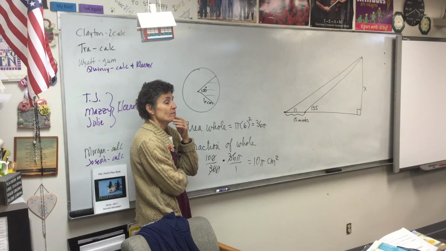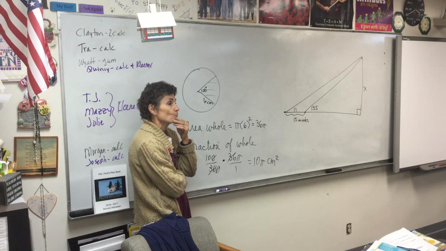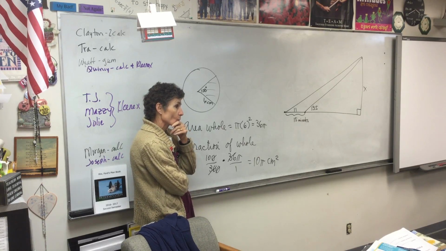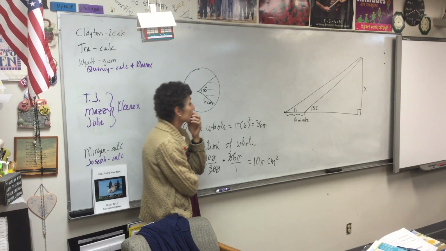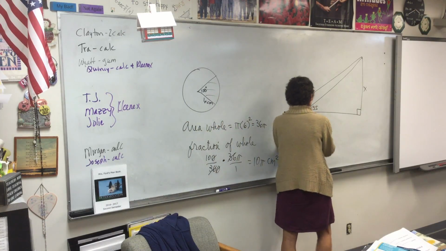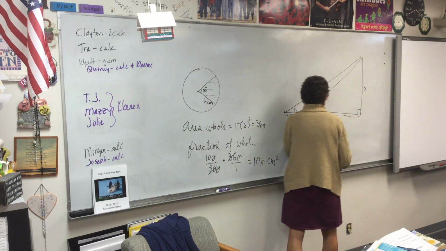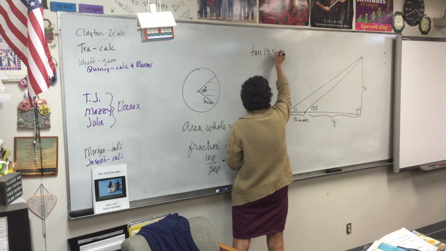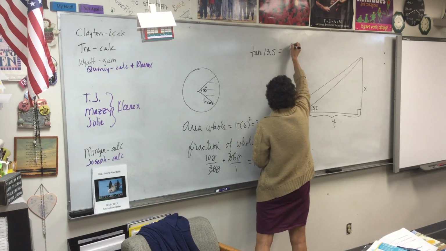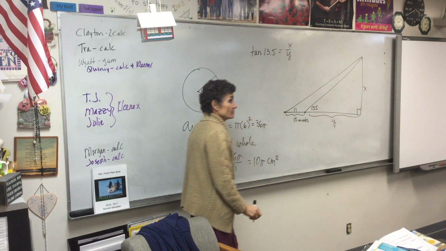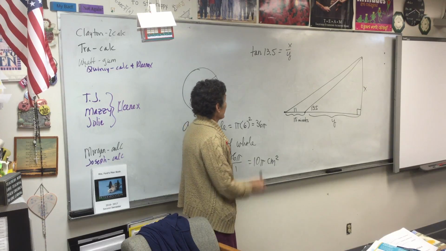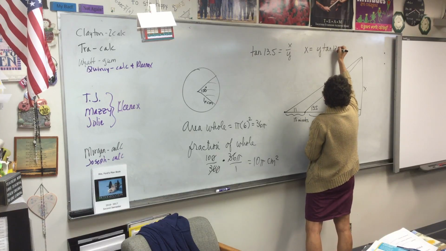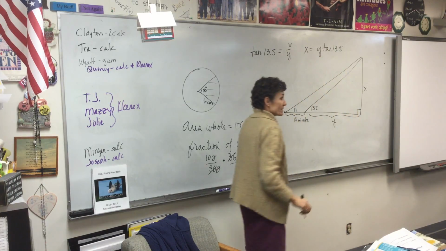All right, we've done one like this before. You do the smaller inner circle first. The little triangle first. I'm going to call that y. And I'm going to say the tangent of 13 and a half is x over y. Would everybody agree with that? I don't like the fraction, so I'm going to say x equals y tan 13.5. Just multiply both sides by y, is that all right?